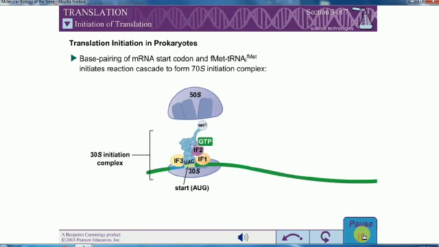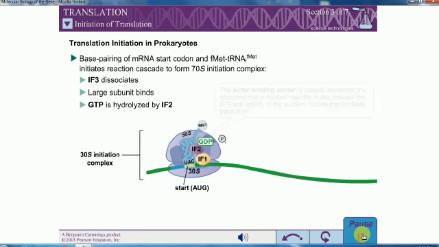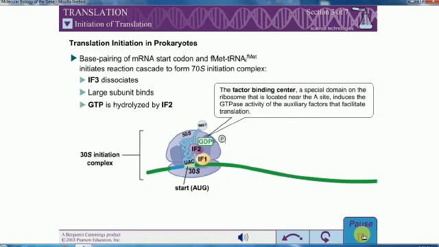The binding of the charged F-met tRNA to the small subunit initiates a sequence of events to form the 70S initiation complex. Once the F-met tRNA has bound the small subunit, IF3 falls off and is replaced by the large subunit, which completes the ribosome. Large subunit binding stimulates the GTPase activity of IF2. Specifically, the factor binding center on the large subunit stimulates IF2's GTPase activity.